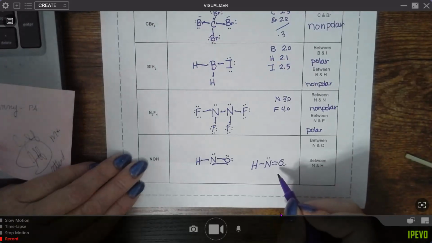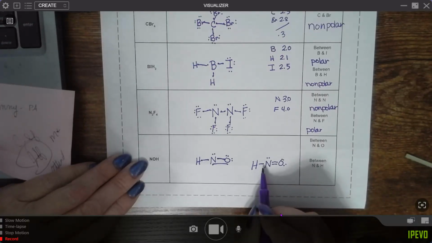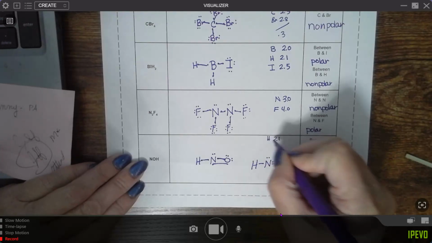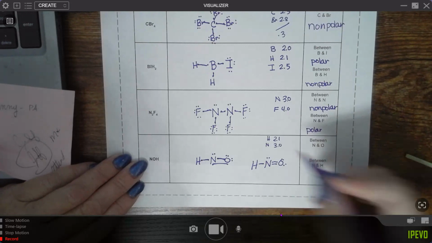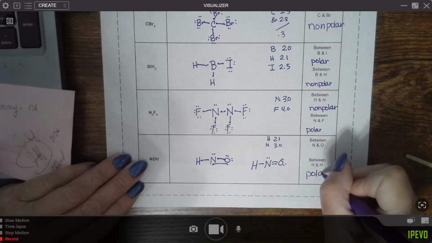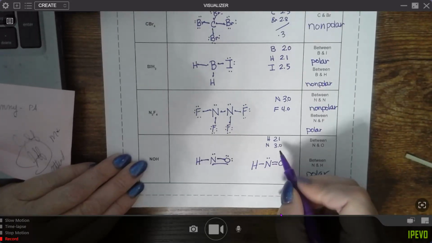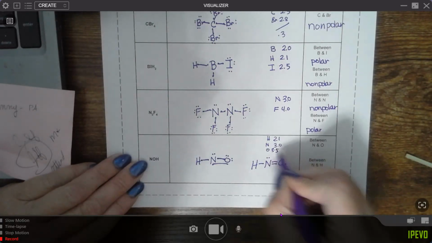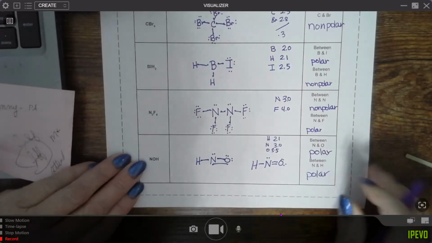Okay, so we end up with this as our structure. All right, so then we have a hydrogen-nitrogen bond. So hydrogen is 2.1. Nitrogen, we said, is 3. So that's a difference of 0.9. So nitrogen-hydrogen is going to be a polar bond. And then nitrogen-oxygen. Nitrogen is 3. Oxygen is 3.5. So 0.5 difference. So that is also going to be a polar bond.